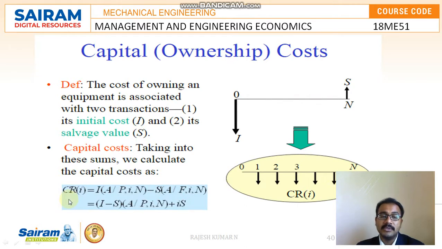So the formula becomes, for the ownership cost, the capital ownership cost: I (A/P, i, n) minus S (A/F, i, n). But here we can take all these things common. So (A/P, i, n) plus the interest rate of the salvage.